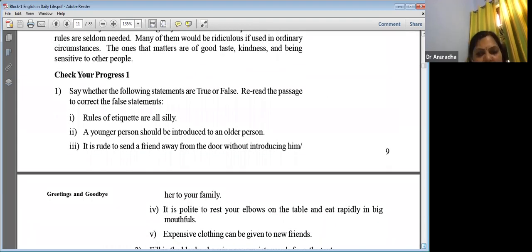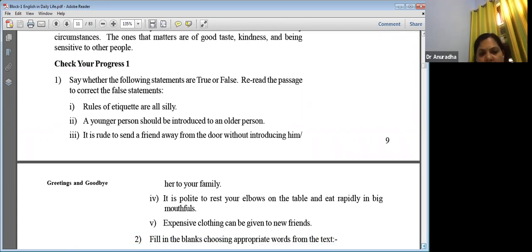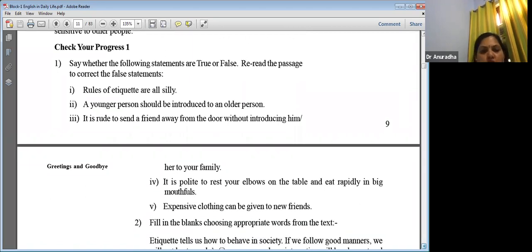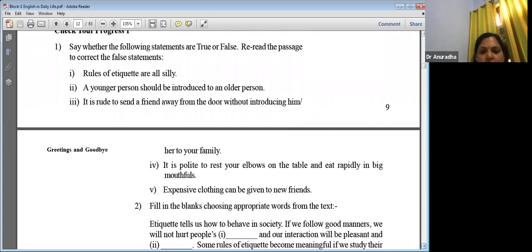Rules of etiquettes are all silly. This was actually we have not done. This was in another paragraph. Yes, rules of etiquettes are not all silly, so it will remain false. A young person should be introduced to an older person. This we have done. Yes, this is true. It is rude to send a friend away from the door without introducing him. Means you should always introduce your friend to your family.